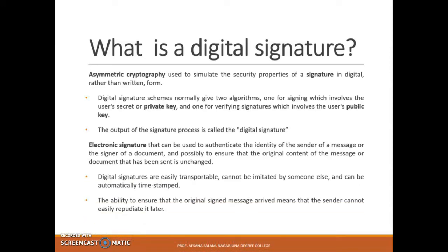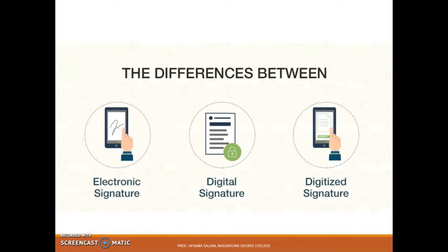So the ability to ensure the original signed message arrived means that the sender cannot easily repudiate it later. So we have seen three stages of difference: the difference between electronic signature, electronic digital signature, and digitized signature.